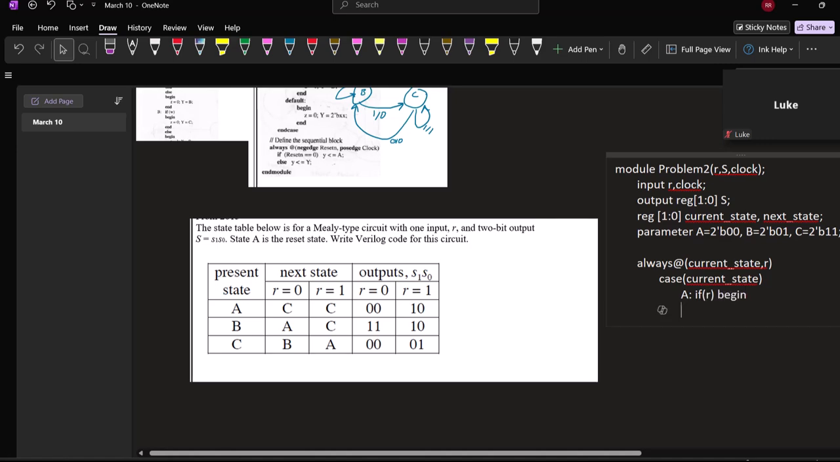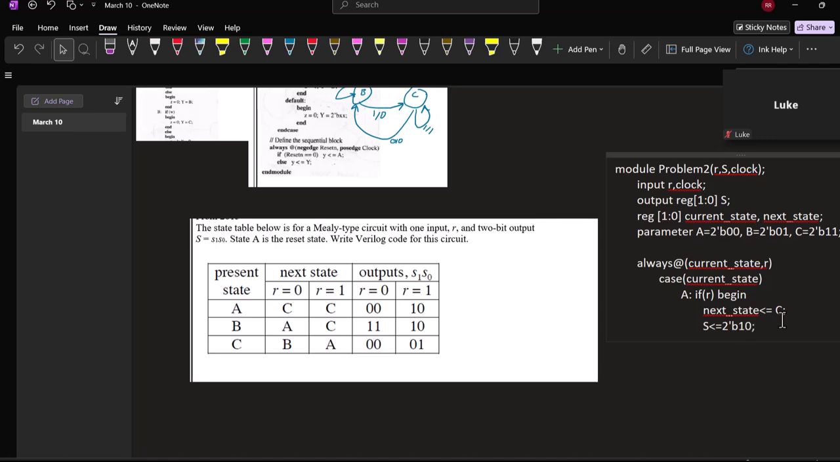Begin. The reason I need the begin is because I'm doing two things here. I'm going to say next state, and I'm going to use a non-blocking assignment just to be careful here. I don't think I need one, I think I could use an equal. So my next state is going to be C, and S is going to be equal to 2'b10. And then I can end that if statement.